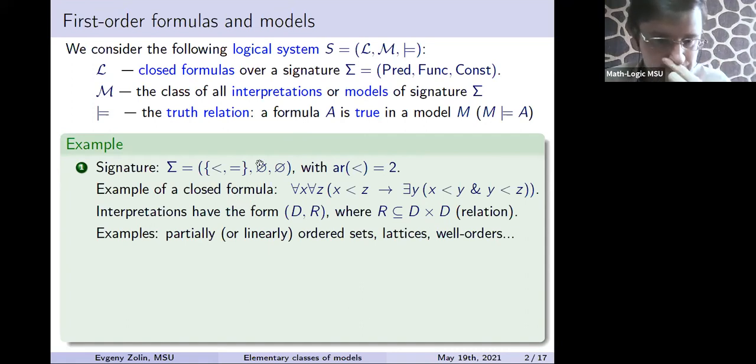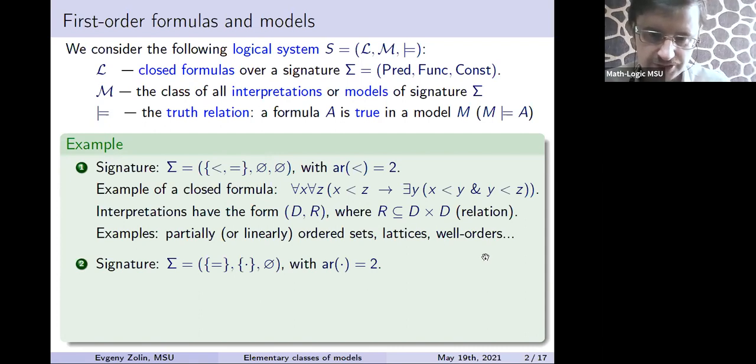And we have some classes of models like this. For example, the class of partially ordered sets, the class of lattices. Lattices can be defined using the relation, not the conjunction and disjunction, but the relation. Partially ordered, linearly ordered sets, well-ordered sets, and so on. Another example uses a functional symbol. So we have a binary relation of equality, and now we have a functional symbol of multiplication. It takes two arguments, so its arity is 2. We don't have constants in both examples.